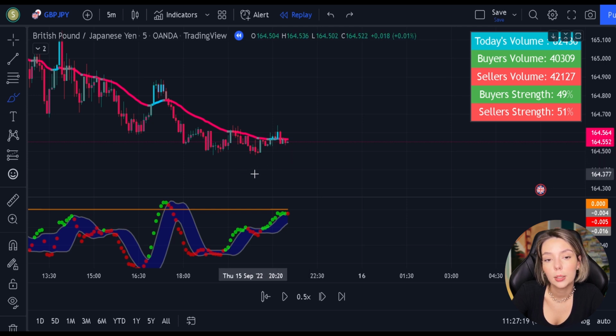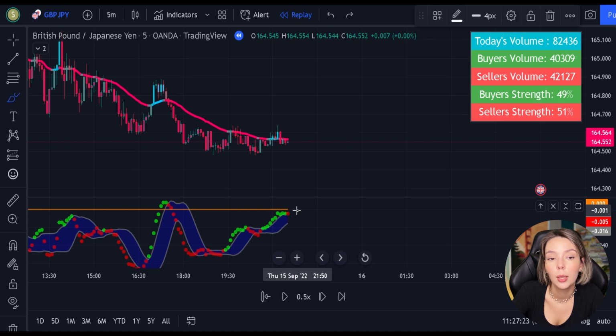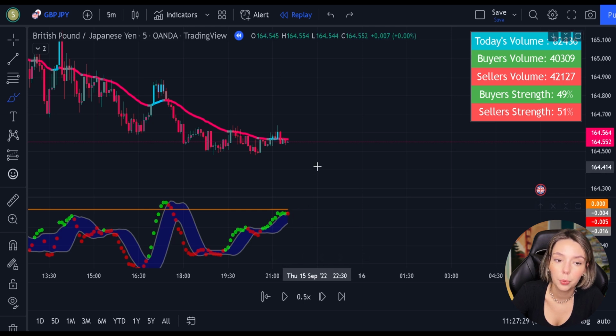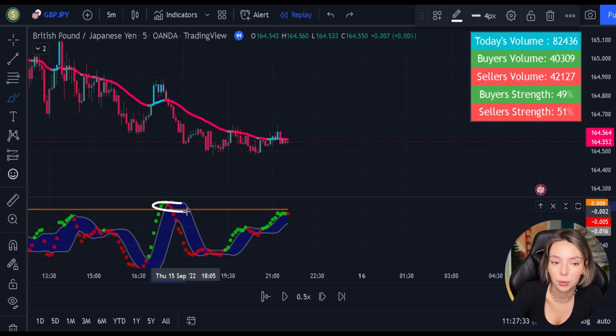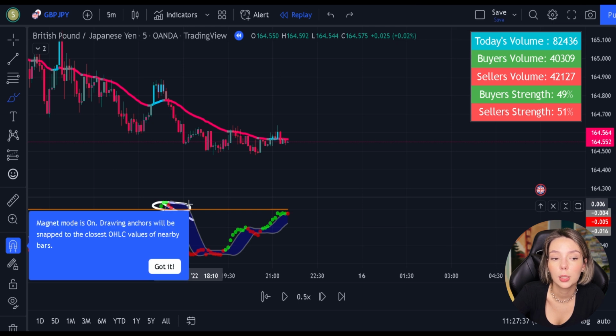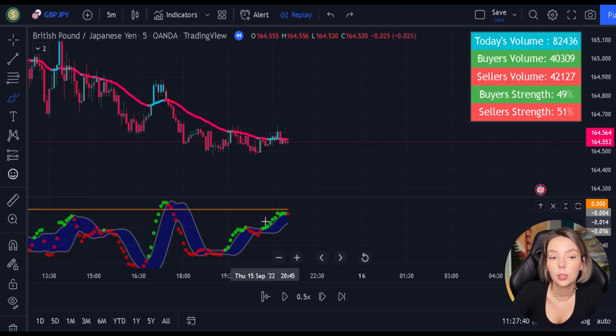Second, once we have had this pullback, we are going to be waiting for the MACD to issue a new continuation short signal. For that, a red circle must appear on the indicator, and most importantly, this circle shouldn't cross the 0 level while being green, like it happened right here, for example, because this automatically cancels a continuation signal.